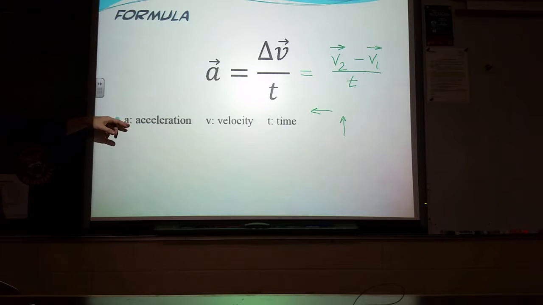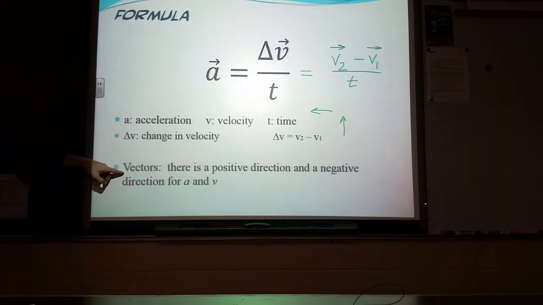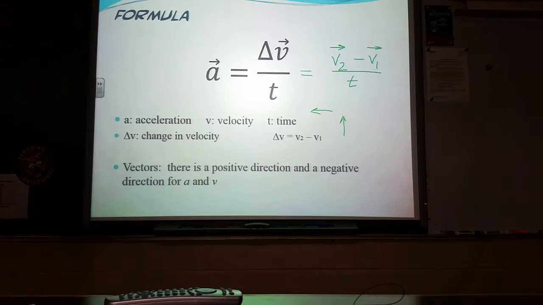So this is just what we've been talking about, change in velocity. It's this last thing that I want you to copy down though. Because these are vectors, there's a positive direction and a negative direction for both acceleration and velocity. And we have to make sure to keep track of that. Often a little sketch helps. We can decide which direction's positive and negative, although there are normal ways to do that, conventions we call it.